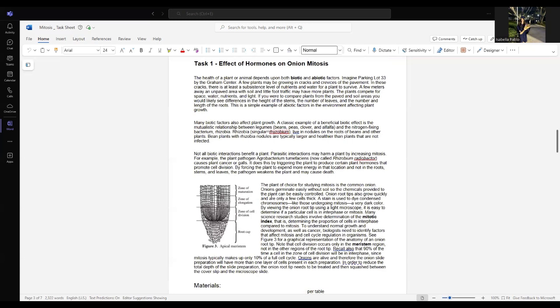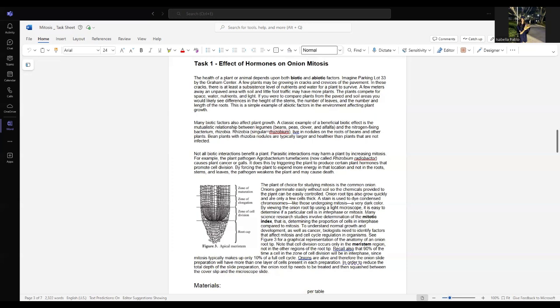So I'm not going to read all of this out loud, but basically what happens here is we're going to talk about a hormone called gibberellic acid. Gibberellic acid, basically what it does, it ups the rate of cell division that occurs in the meristem region of an onion root tip. Okay.